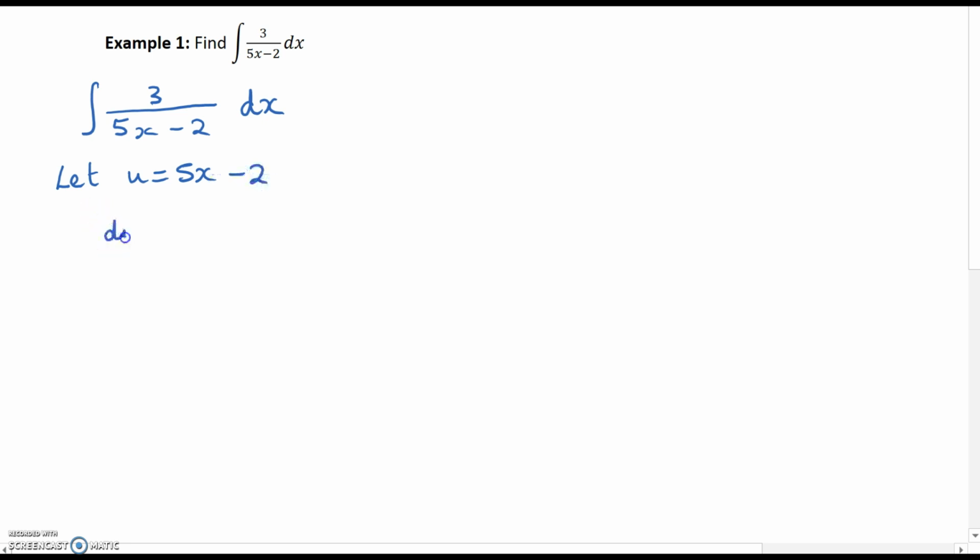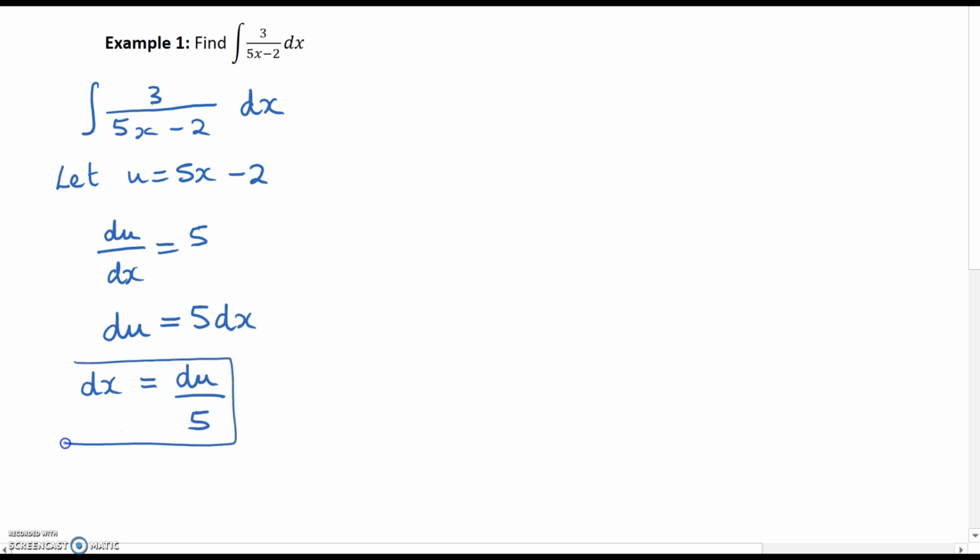Okay, now du dx, if we differentiate that, gives us 5, and multiply across, and then try to isolate dx, so divide by 5. So dx is equal to du over 5. So we're starting off here by using a u substitution with u equal to the bottom, and figuring out that dx is equal to du over 5.